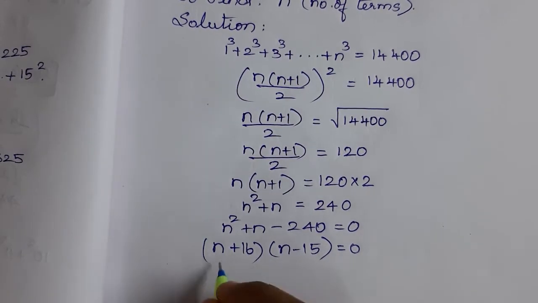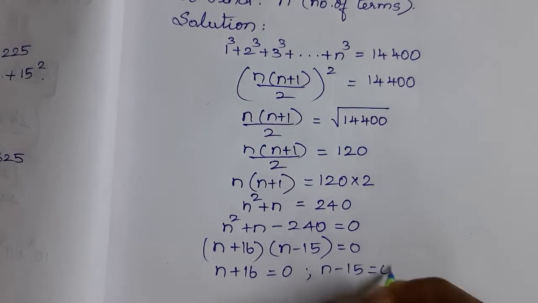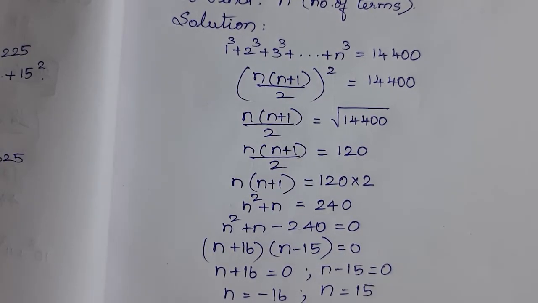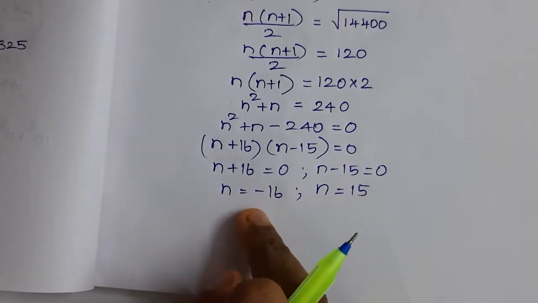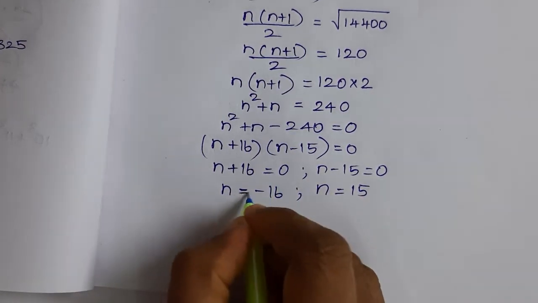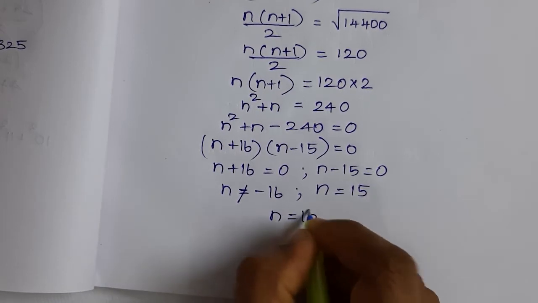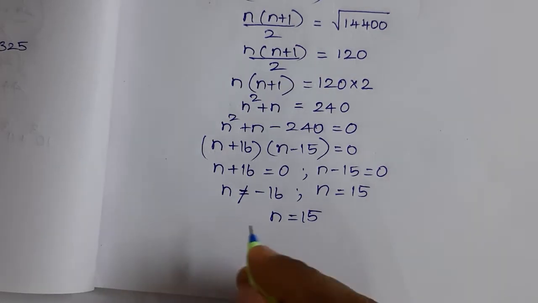Now equating separately to 0, n plus 16 is equal to 0 and n minus 15 is equal to 0. Taking the values to the other side, n is equal to minus 16 and n is equal to 15. Now a negative value is not possible because you are talking about n natural numbers. Here this is the sum of n natural numbers, so this is not possible. We need to take the value of n to be 15. So we have found the value of n, which is 15. So the number of terms of the series is 15.